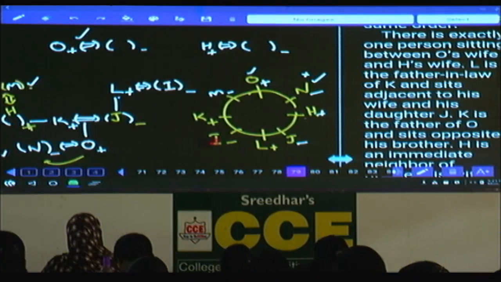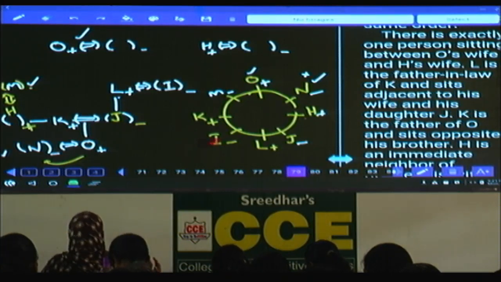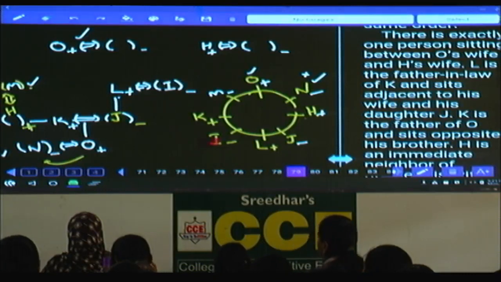Now 79. Who sits third to the right of K's son? Who is K's son here? O. And who is seated third to the right of O? I. And who is this I? I is O's grandmother, isn't it? O's grandmother, that is choice 2.